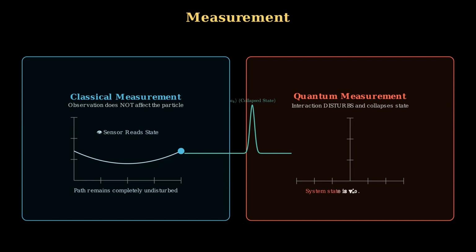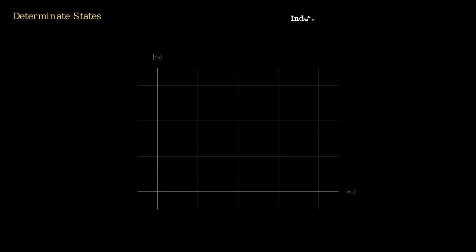Interacting with a detector acts as a non-unitary filter, forcing this cloud of possibilities to instantly collapse into a single state. Determinate states. Normally, a quantum measurement is not deterministic. Its outcome is fundamentally probabilistic and unpredictable. A state yielding a completely predictable outcome with zero uncertainty is a determinate state.